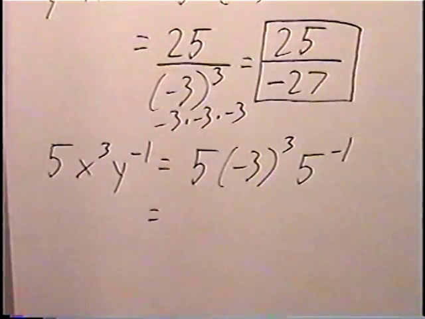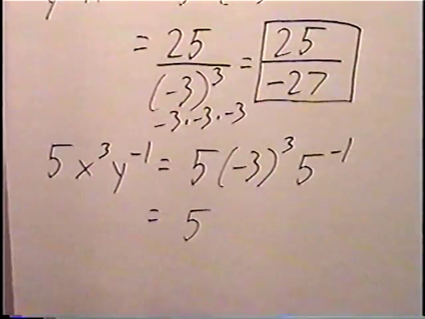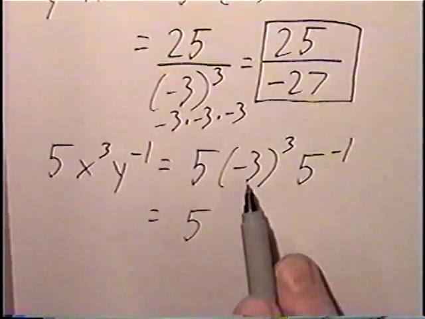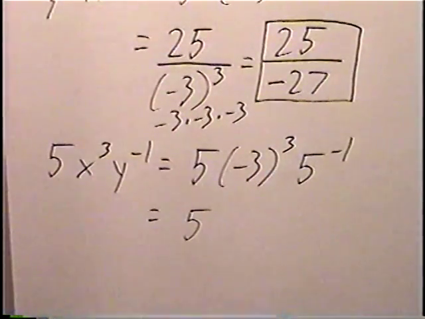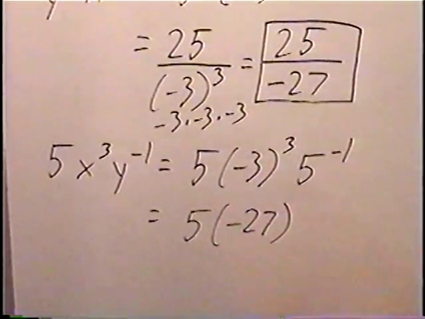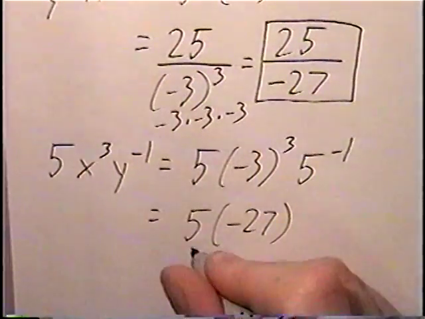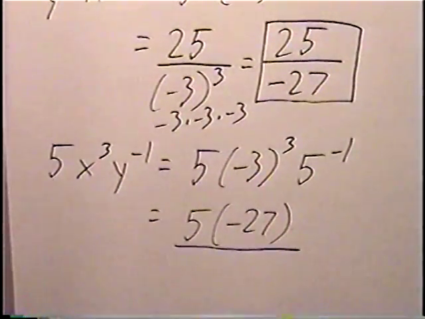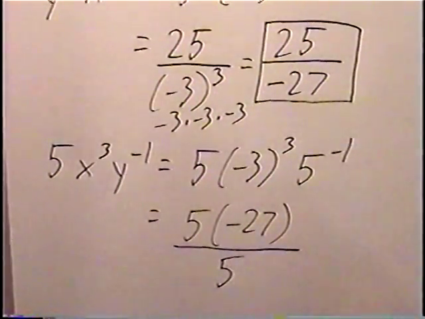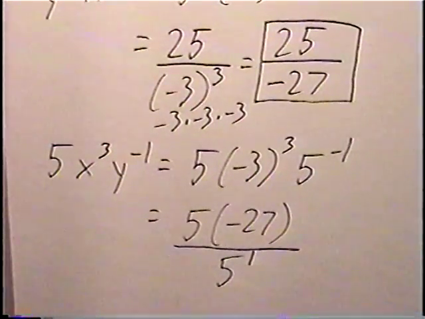Simplifying from here, the first 5 does not have an exponent, so it'll stay the same. The next number, negative 3 to the third power, we can multiply that out. Negative 3 times itself 3 times would be negative 27. And 5 to the negative 1 power, the negative exponent again, we can make a fraction. The 5 would go to the denominator, and the negative 1 would become positive 1, or you can also leave it off since 5 to the first power would be 5.